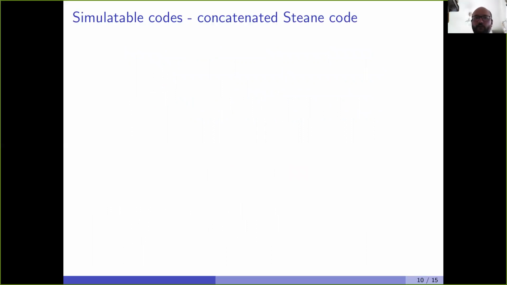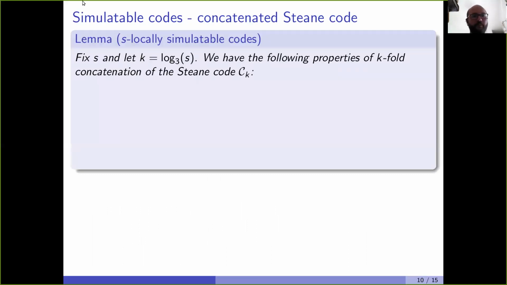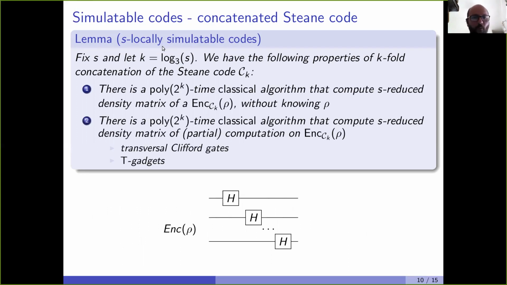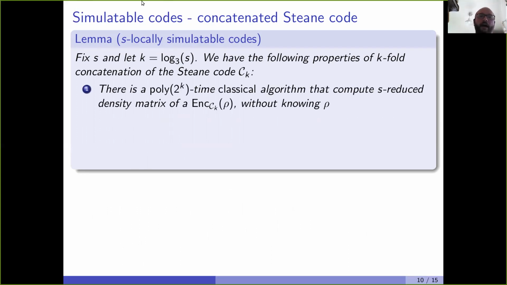Our idea here is to define what we call simulatable codes. This means having the properties that we saw for 2 qubits, but now extended to, let's say, s qubits. What we show is that for any fixed s, if you use the concatenated Steane code, so if you pick a qubit of the Steane code and encode it again using the Steane code and repeat this k times, then this new error correcting code has some very interesting properties.